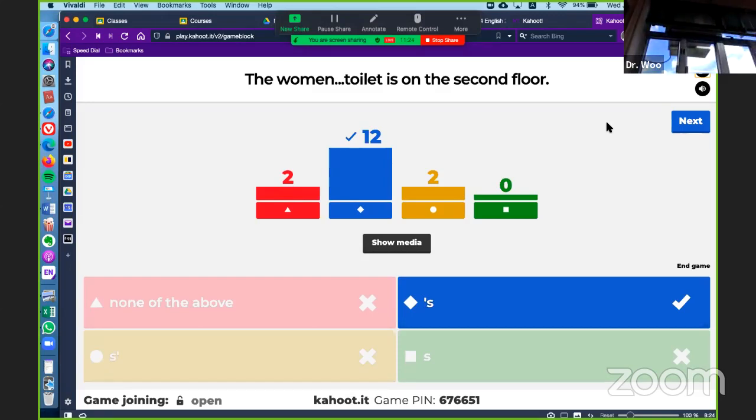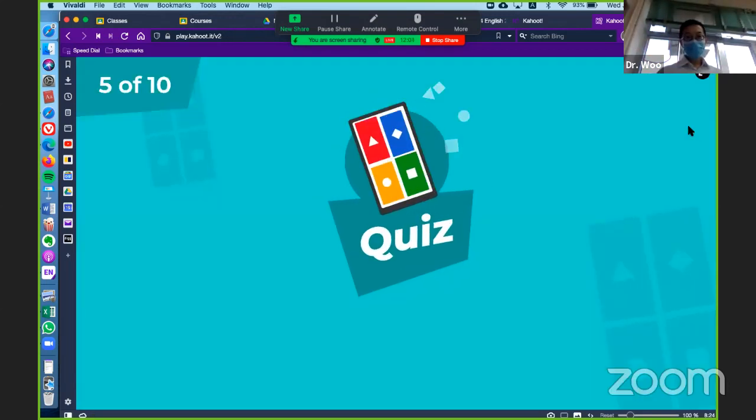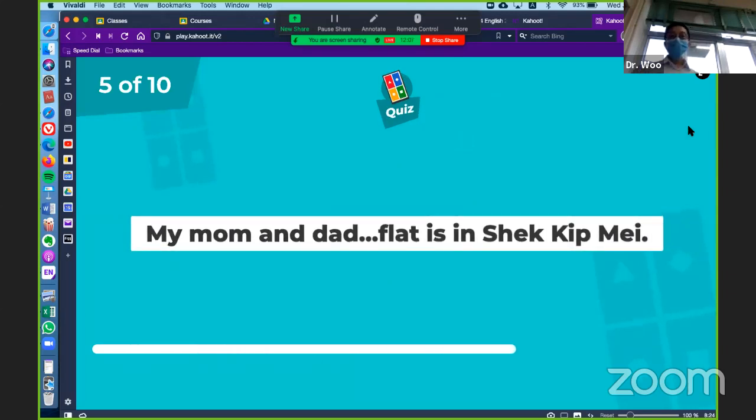So this goes back to my point. If you have woman, and then you have one woman, then you have many women, then you go many women. That's it. Many women, one toilet. Here you go. Okay, let's go. Nice. 5 to go. 3, 2, 1. My mom and dad.